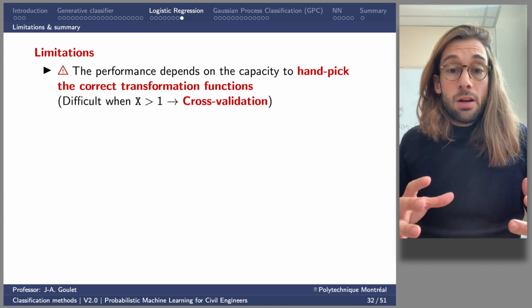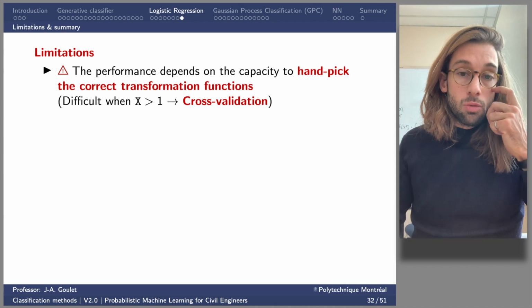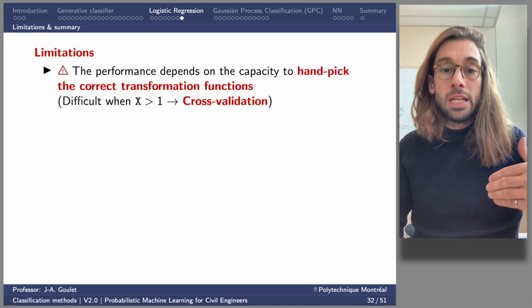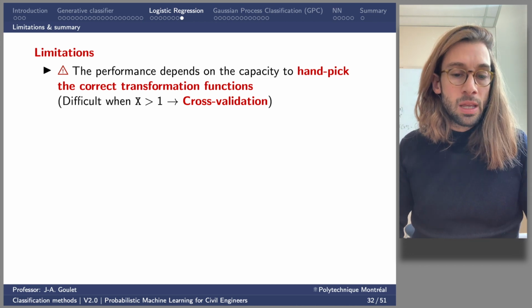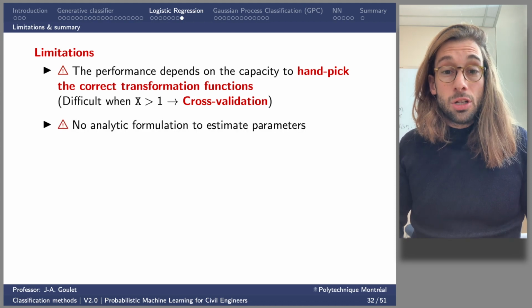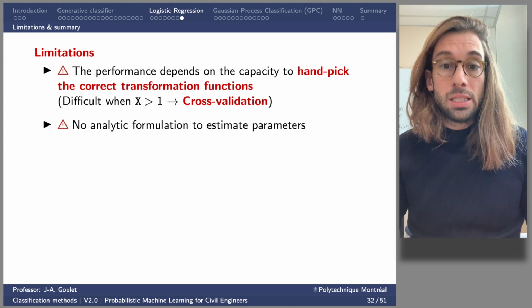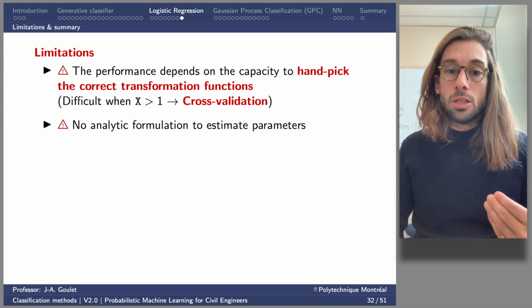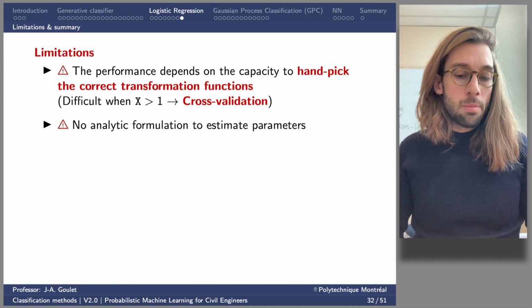So, and it's very difficult, as I said, when you have more than one dimension. If you want to do it, you have to do it through cross-validation to be sure that you're not going to do overfitting. Again, another limitation: there's no analytic formulation to estimate the parameter, contrarily to what we had with linear regression. So here, estimating the parameters might be cumbersome.